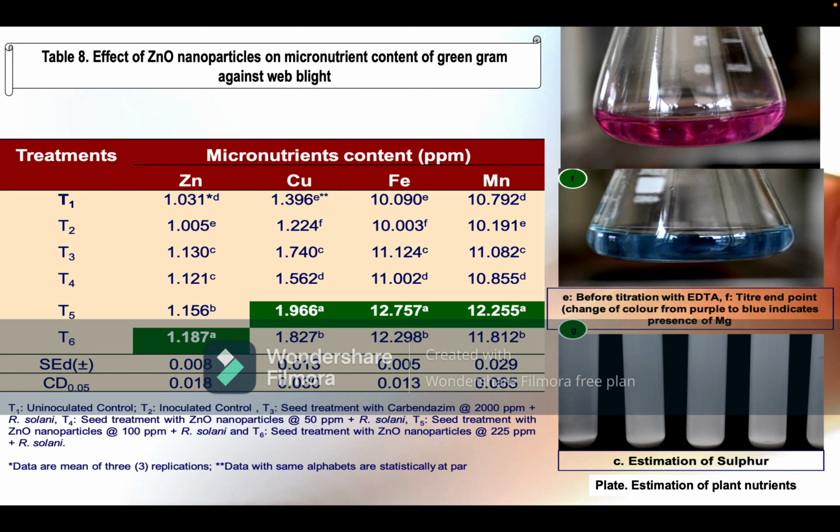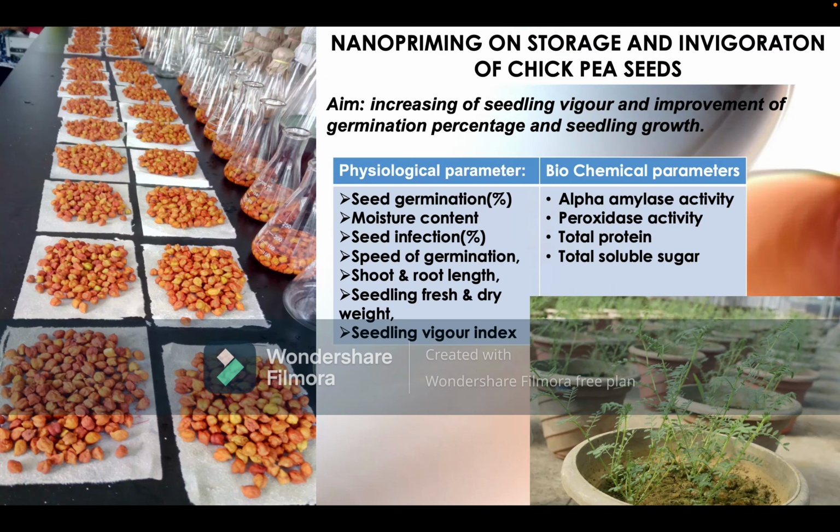Similarly, in case of micronutrients like zinc, copper, iron, and manganese, we have observed higher amounts of copper, iron, and manganese when the plants were treated at 100 ppm concentration of zinc oxide nanoparticle. But a higher amount of zinc content was found in plants which were treated with zinc oxide nanoparticle at 200 ppm. As we know, storage of chickpea is a big problem.